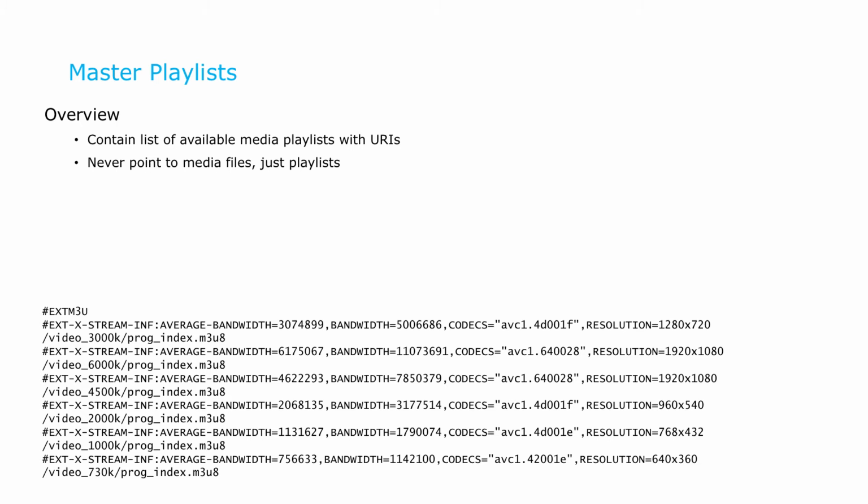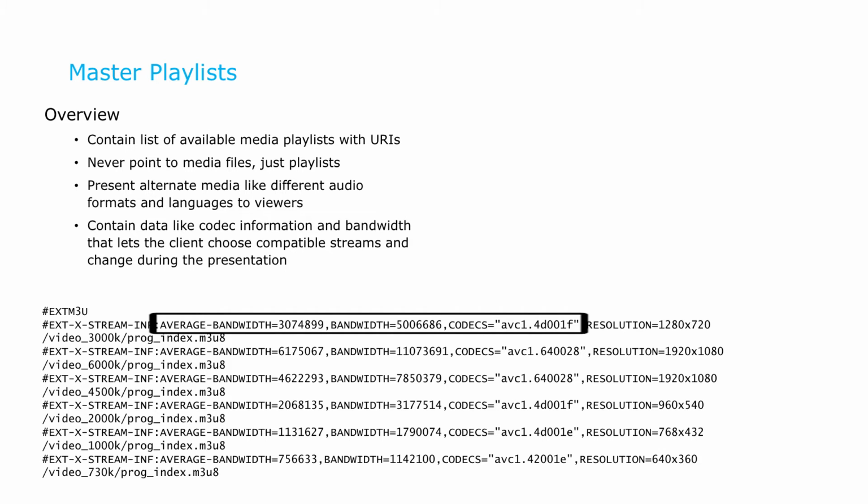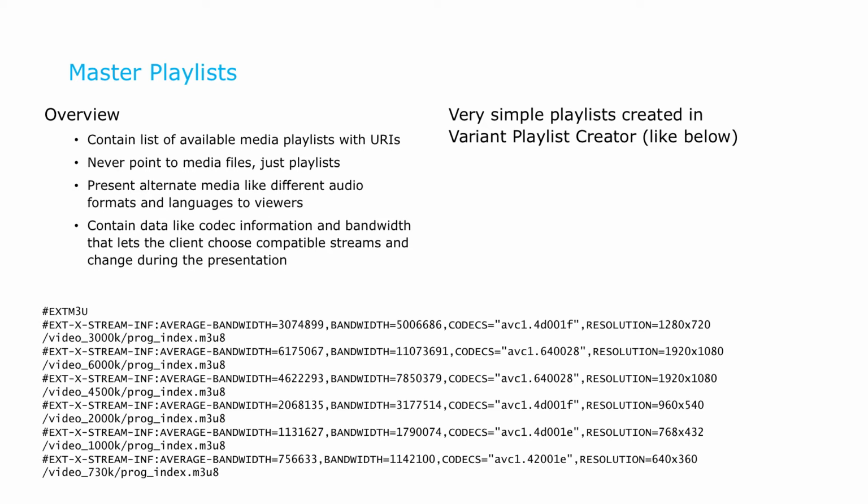Master playlists list all the available media playlists and their URIs, including alternate audio tracks like those we're working with here. Master playlists also provide data like codec information and average bandwidth that lets the client choose compatible streams and switch between them during the presentation. You can create very simple playlists like the one shown below with an Apple tool named Variant Playlist Creator, but in reality, almost all master playlists are created by hand or scripted.